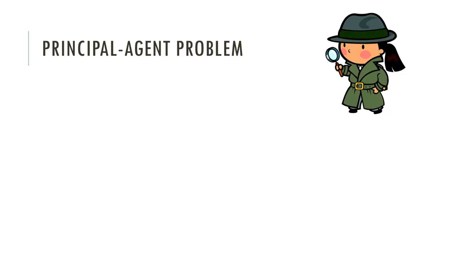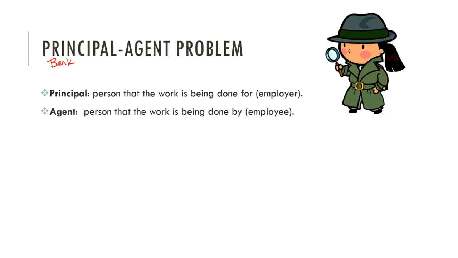And so this leads us into the idea of a principal-agent problem. So, principal and agent, these are who is doing the work and who the work is being done for. Oftentimes, this happens with a job, the employer and employee relationship. The principal is the person that the work is being done for, or the employer. In the other example, we could say the principal would be the bank. And the agent is the person who is doing the work, or the employee. So, we could say that this is the mortgage broker.